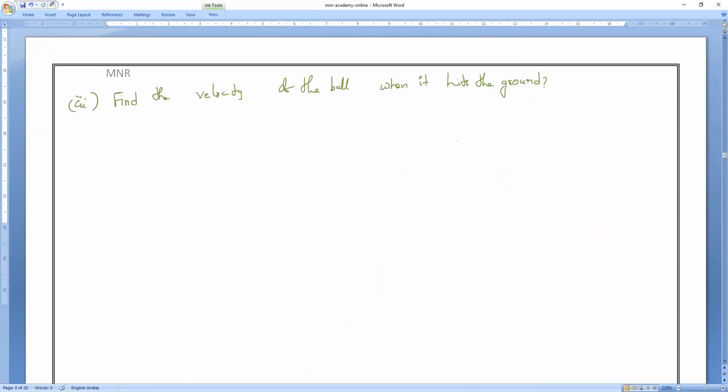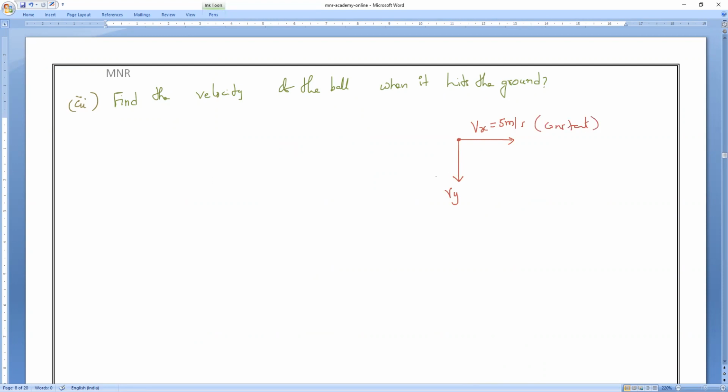So if I consider before touching the ground, one is Vy, and the x-axis velocity remains constant. What is the x-axis velocity? 5 meter per second. So this remains constant. That is what you have to remember.